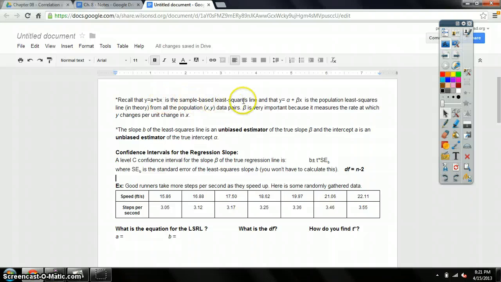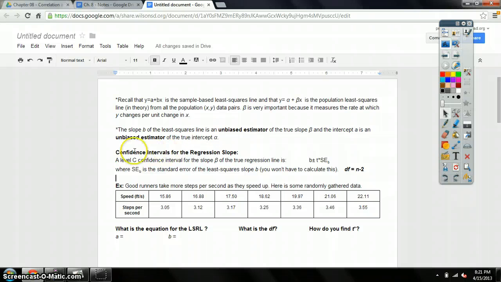And what that represents is a sample base, but we want to really know the population least squares line, which is in theory. So this is the equation: y equals alpha plus beta x. So alpha is going to be your y-intercept, and beta is going to be your slope in this case. So the slope b, which is our sample based least squares line, is an unbiased estimator of the true slope beta, and the intercept a is an unbiased estimator of the true intercept alpha.